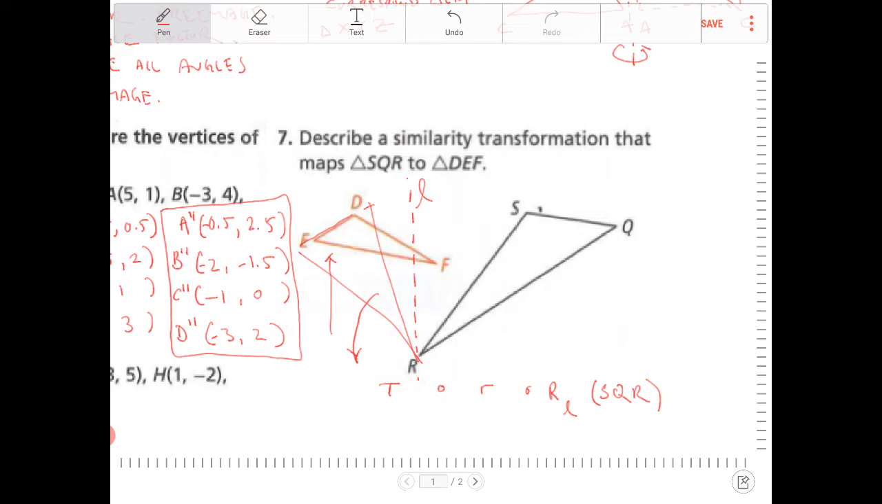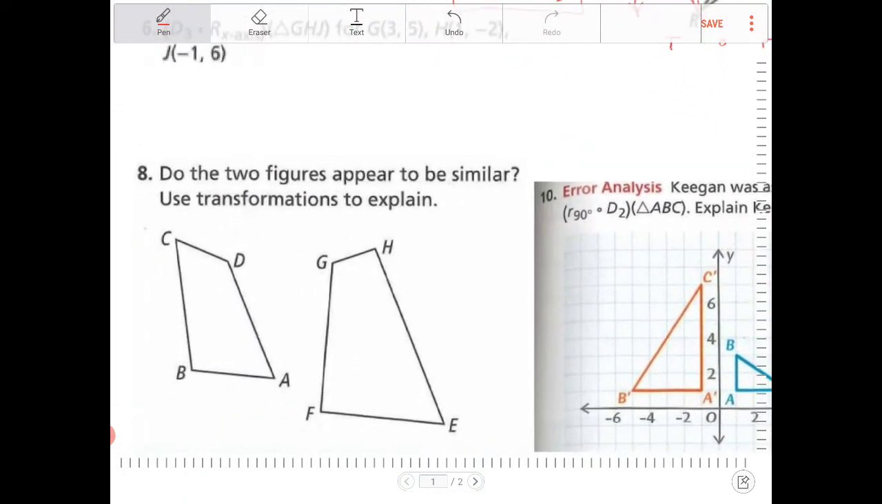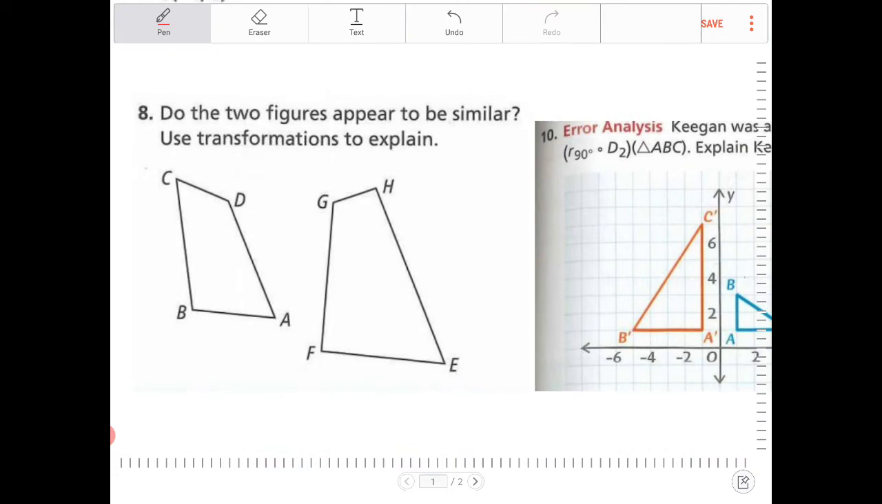Again, because we're on a plane, it's difficult to numerically state what the translation is and what the rotation would be. However, just describing it would be sufficient. Okay, question number 8. Do the two figures appear to be similar? Use transformations to explain. So, do they appear to be similar?